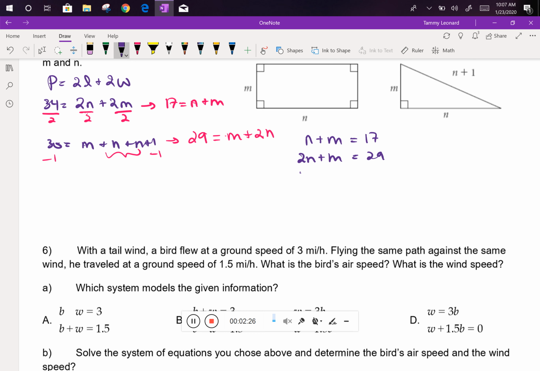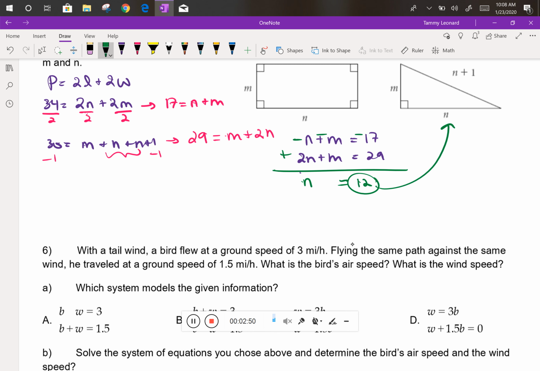Notice if we distributed a negative through that first equation, we would have an opposite match. So negative n plus 2n is n, negative m plus m eliminate, and negative 17 plus 29 is going to be 12. Well, we've actually found the value of n. So 12 is this side of this triangle, and it's also this side of the rectangle. We can use that to figure out what m must be.